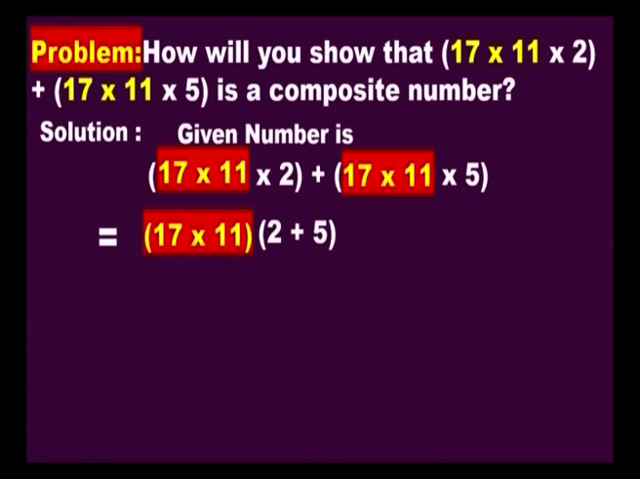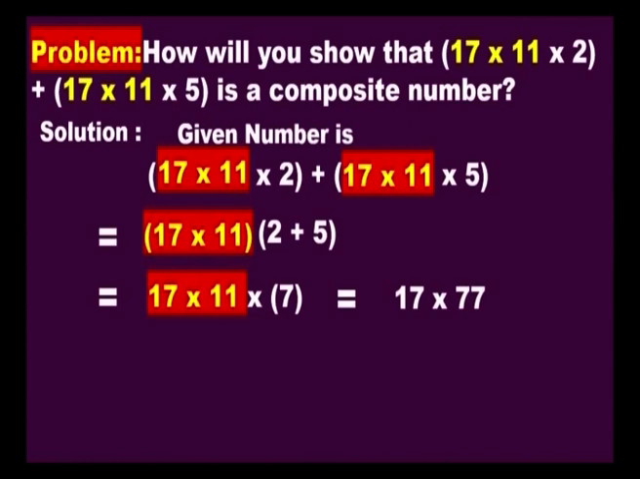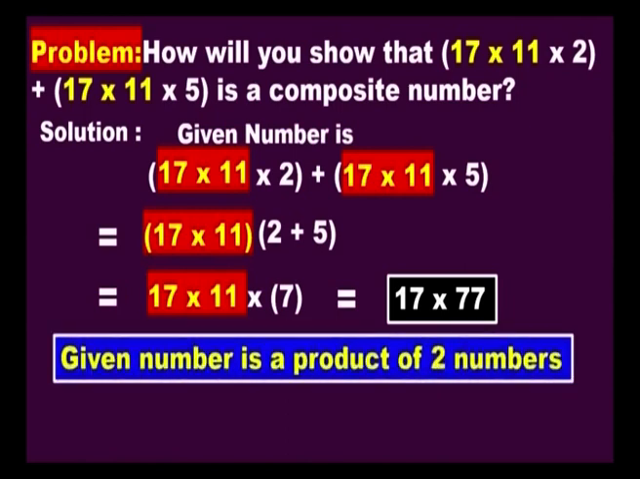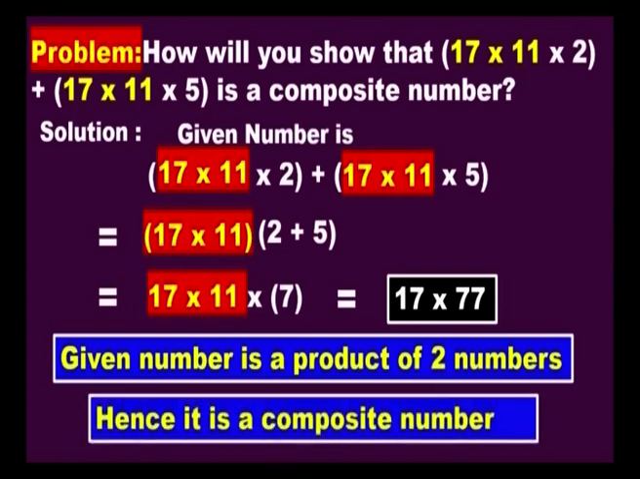So 17 into 11, 2 plus 5 I can write as 7. So 17 into 11 into 7, which can be written as 17 into 77. If you observe, this is a product of two numbers. So the given number is a product of two numbers, so we can write that this is a composite number, hence it is a composite number.